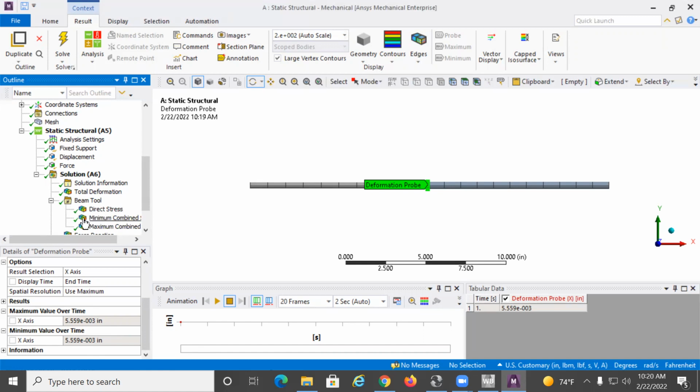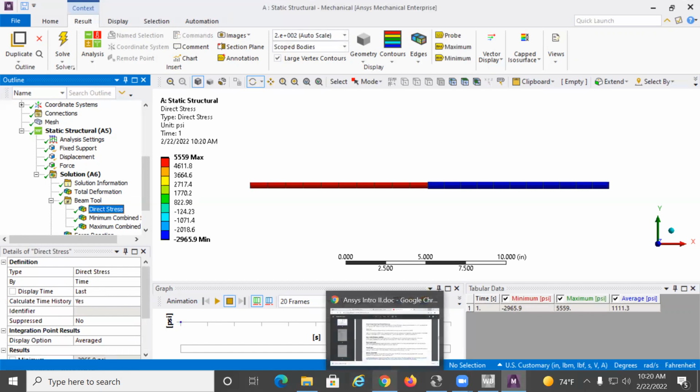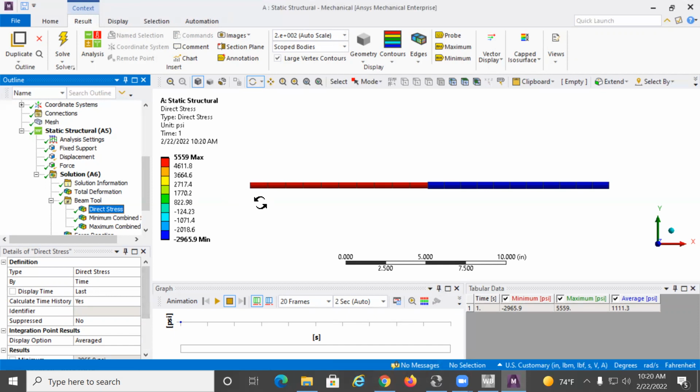Because these are axially loaded parts, the axial stress is all coming from the normal force. I do not get any axial bending stress. So when I look at direct stress, you see now I am showing that member AB is in tension, it's positive, it's all red, and the normal force is 5,559. I'm sorry, the axial stress, not the normal force.